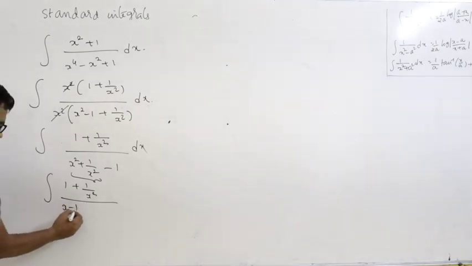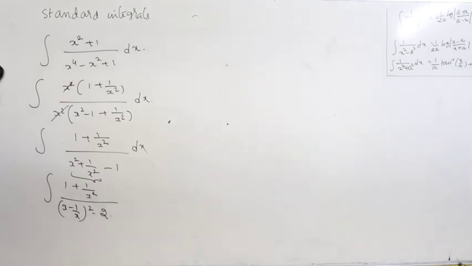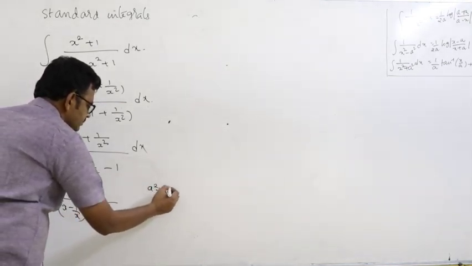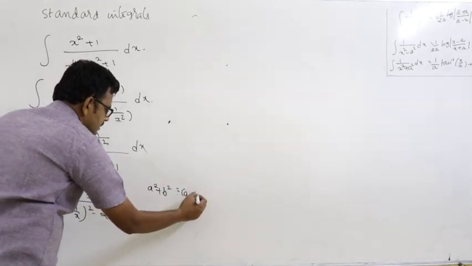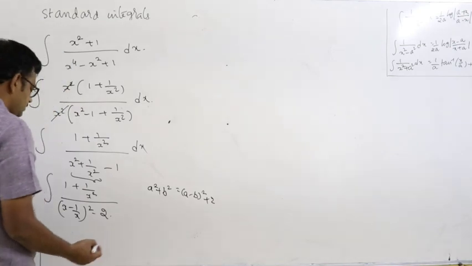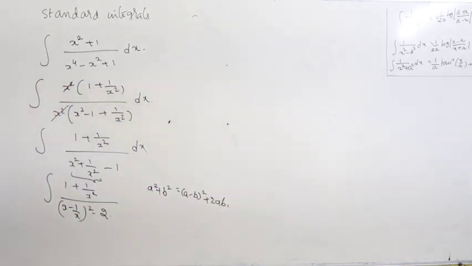Integral 1 plus 1 by x square by this, you write x minus 1 by x whole square minus 2ab, because its derivative is 1. Derivative of minus 1 by x is plus 1 by x square. So using a square plus b square equals a minus b whole square plus 2ab.